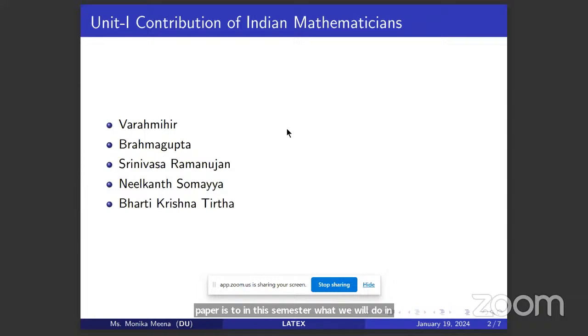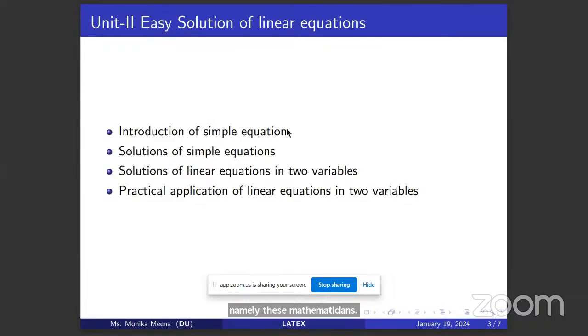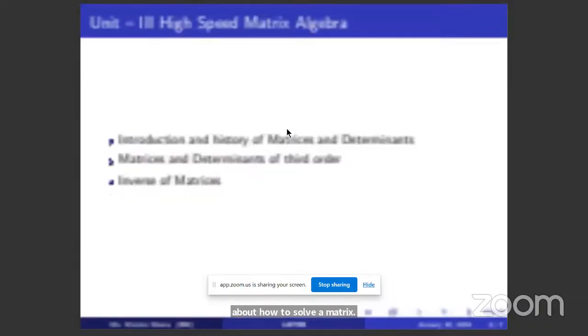In this semester we will move further toward geometry and the contribution of the Indian knowledge system to our mathematics. In the first unit we will learn about the contribution of Indian mathematicians, namely these mathematicians. In the second unit we will learn how to find the solution for linear equations. We will solve linear equations in a Vedic method, and then we will find the solution very quickly. In the third unit, we will learn how to solve a matrix and how to find the inverse and solve the determinant of the matrix.